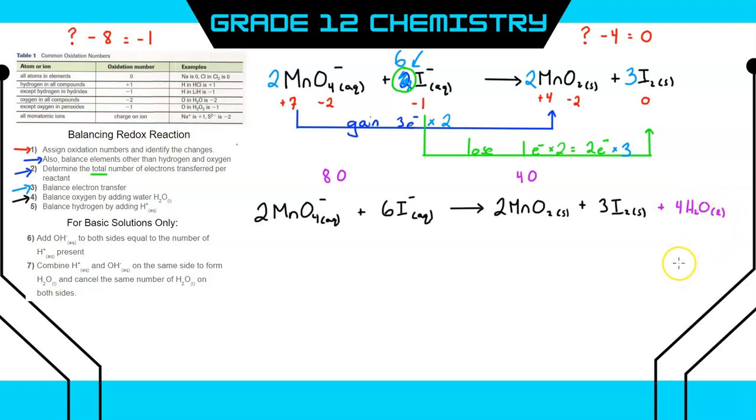And then hydrogen becomes the issue. So we have 8 hydrogens over here. So let's add, doing step 5, we're going to add 8 hydrogen ions. Okay, now for basic solutions, moving on to step 6, we need to add hydroxide ions to both sides equal to the number of hydrogen. So here we had 8 hydrogen. So now I'm going to need to add 8 hydroxide as well. And we need to do that to both sides of our equation.